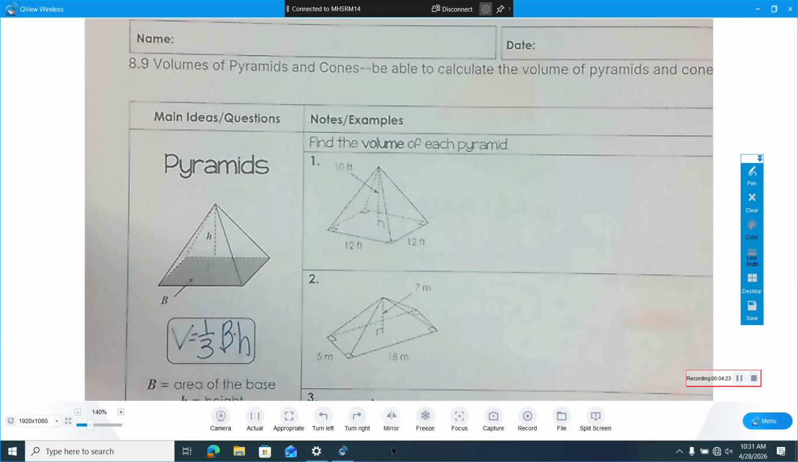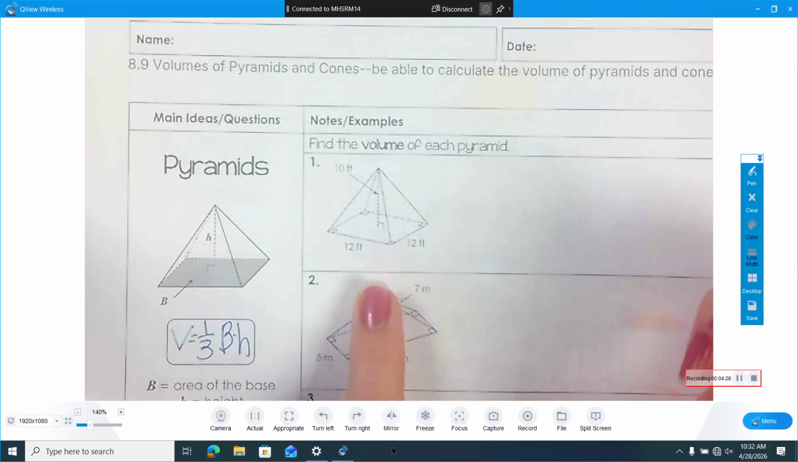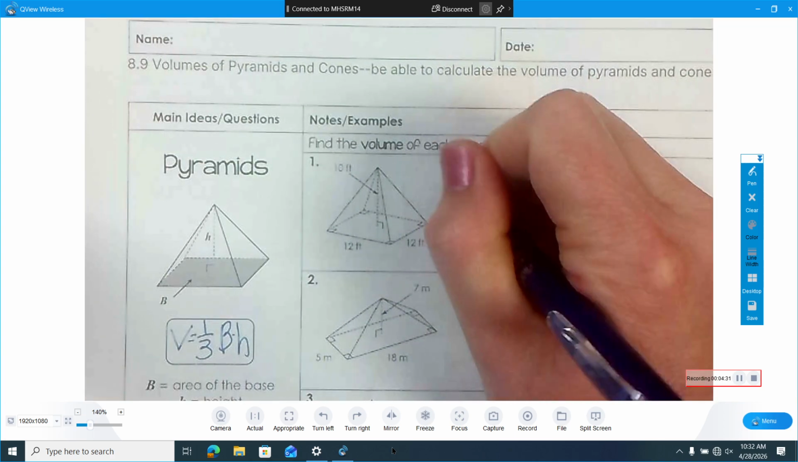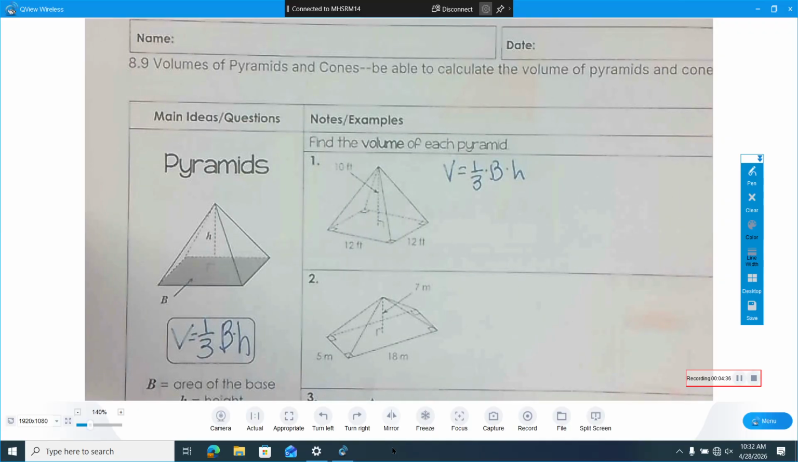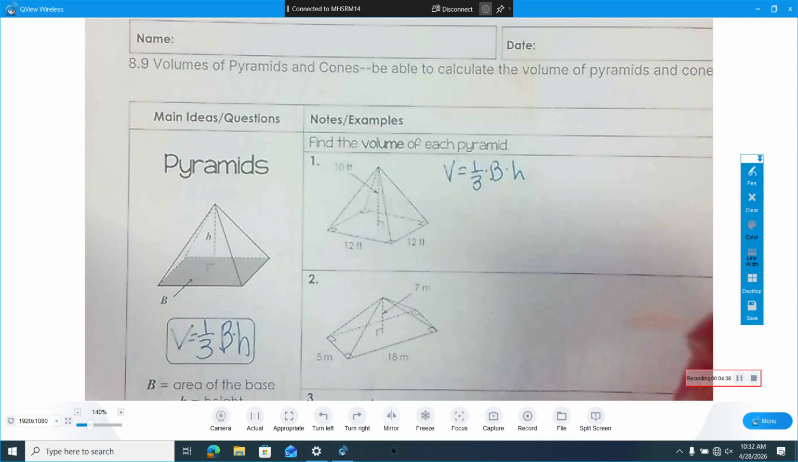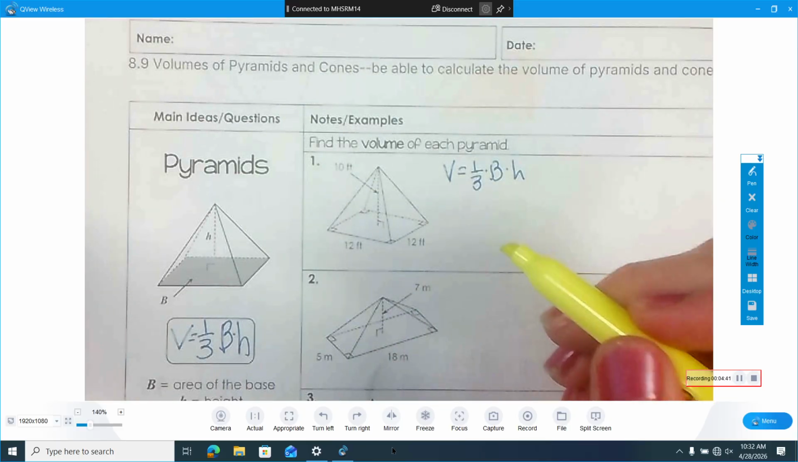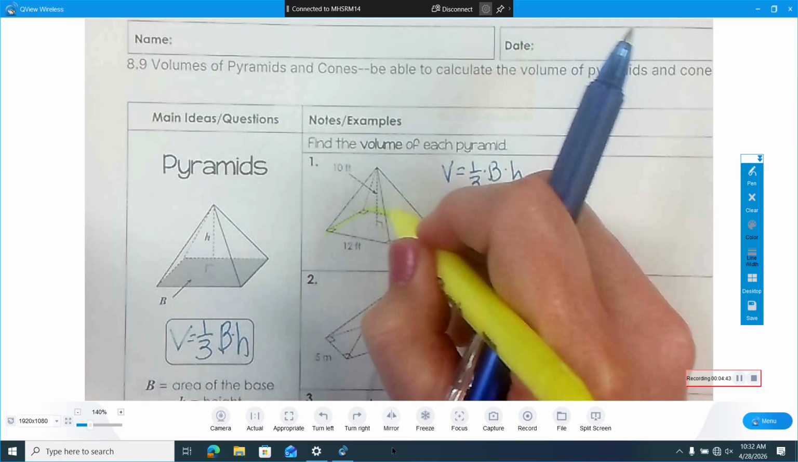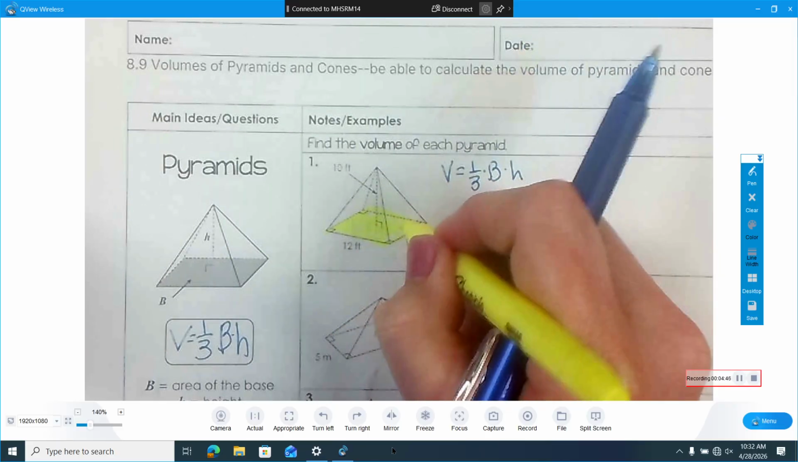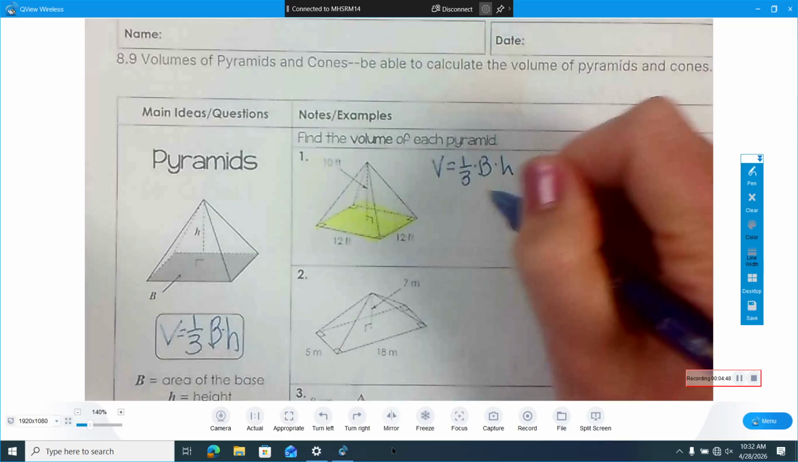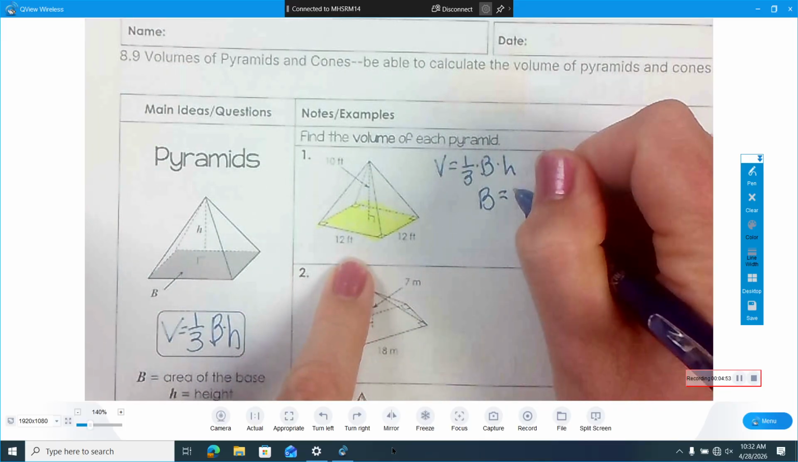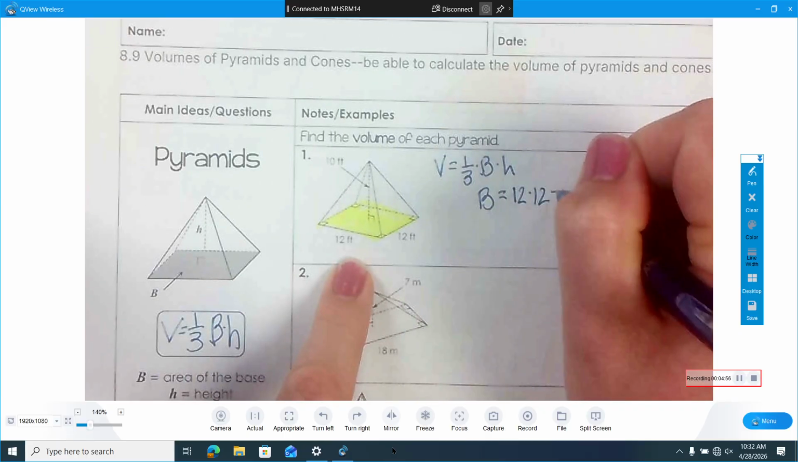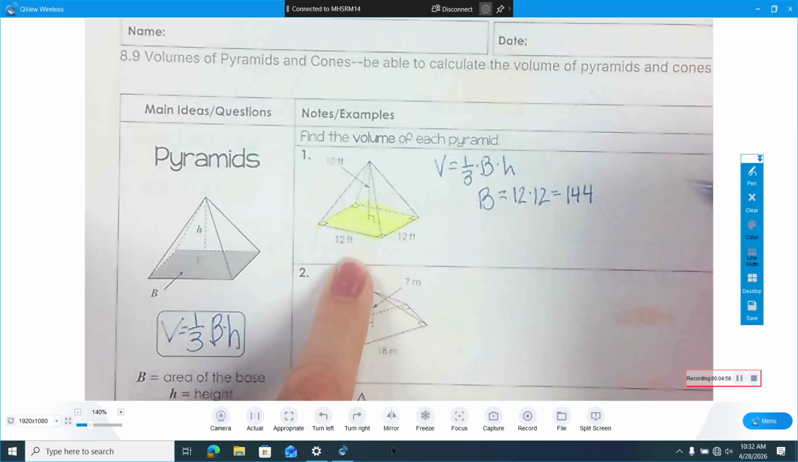All right, so here we go. Let's try a couple. So number 1, we're going to use our formula, 1/3 times the area of the base times the height. What shape is our base in this figure? A square. All right, so right here is our base, and it is a square. And how do we find the area of that square base? Base times height. 12 times 12, which is 144. Good.